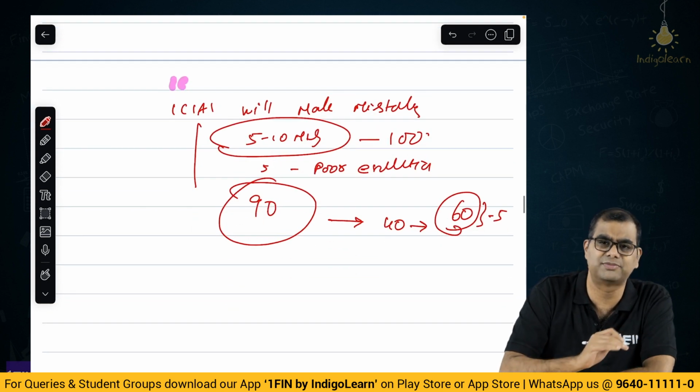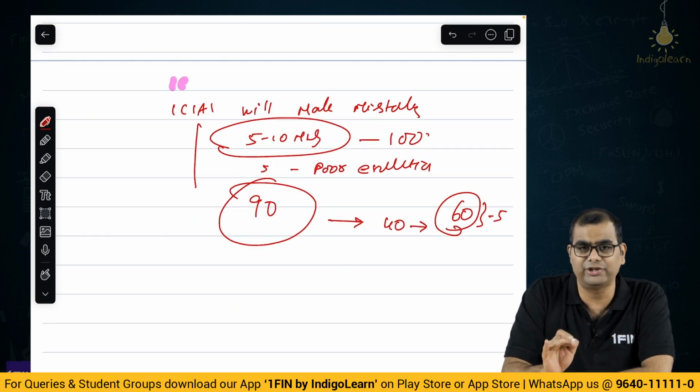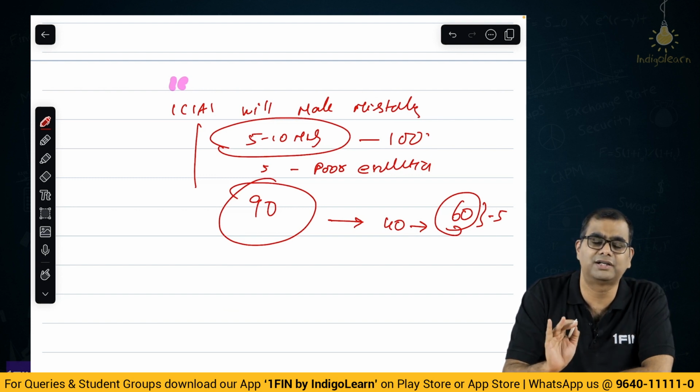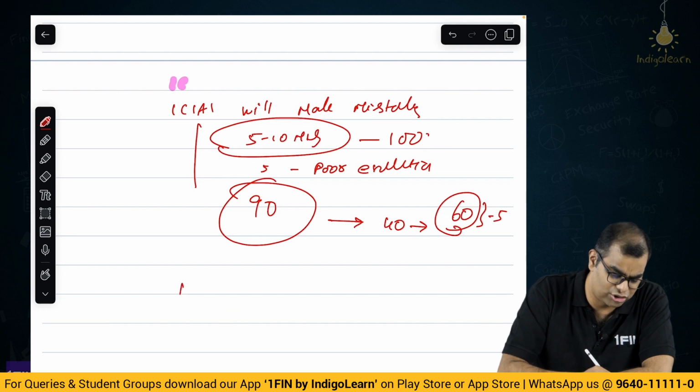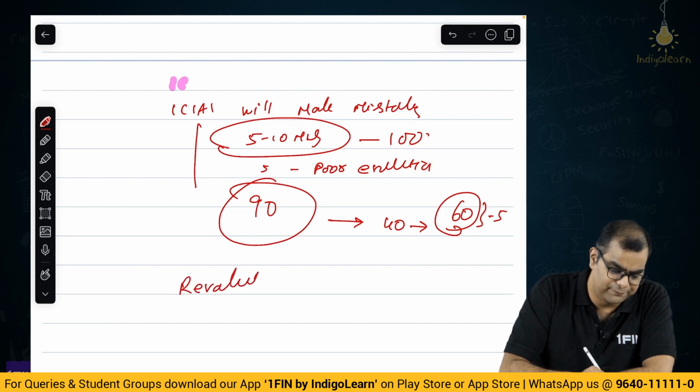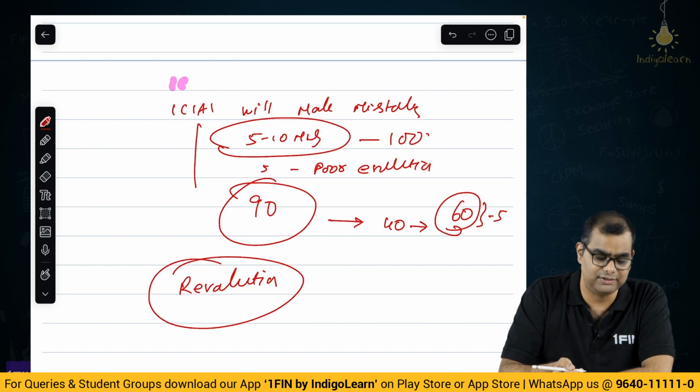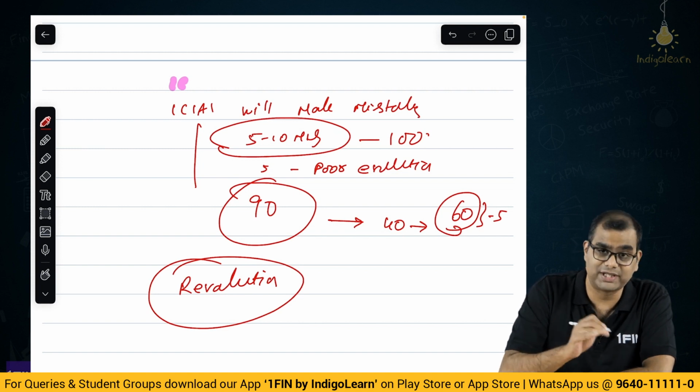I feel ICAI is being very, sorry to use the word, very moronic or stupid by not doing revaluation. They should allow revaluation. Kya hai, what is this nonsense? It is very clear that they made a mistake. Why don't they allow it?